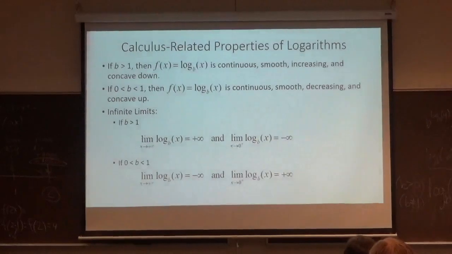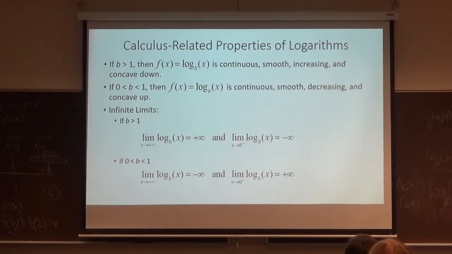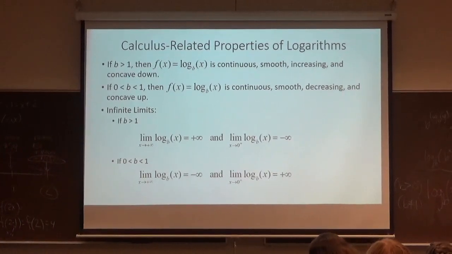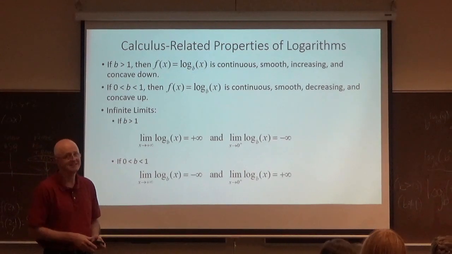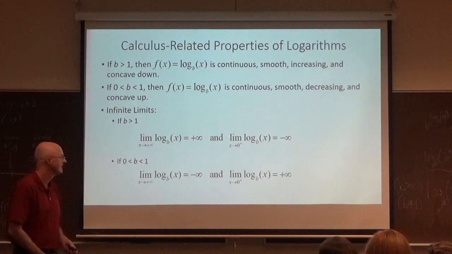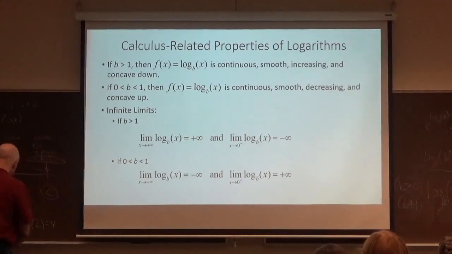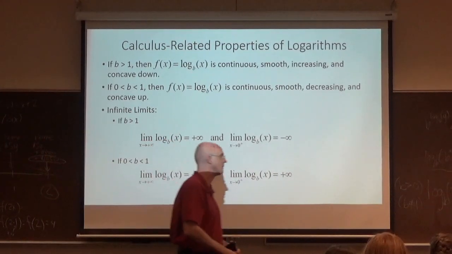Oh, I forgot to do animation with this slide. Everything at once here. Here's some calculus-related properties of logarithms. They are continuous and smooth, at least on their domains, which is only when x is positive. When b is bigger than 1, which it usually is, we usually don't care about the case where b is between 0 and 1.